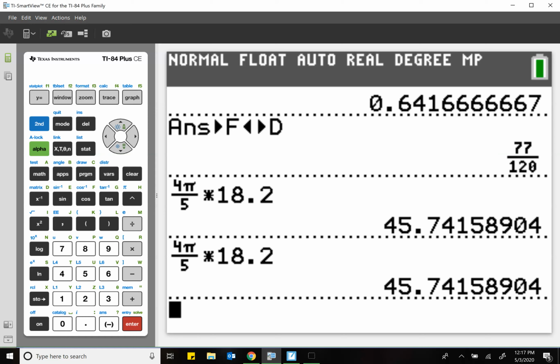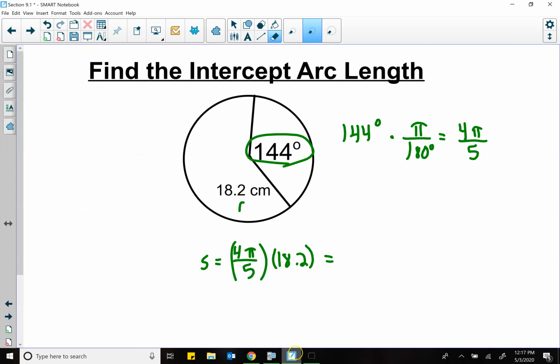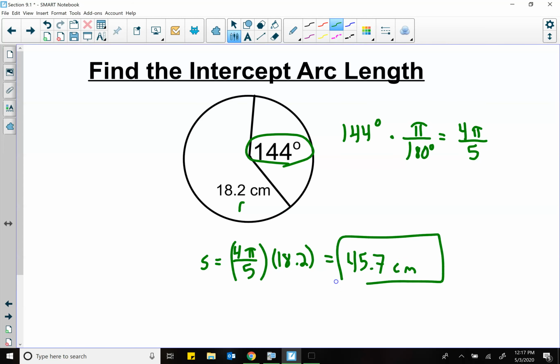Okay? So you read the fine print. Since this is 18.2, I think they're probably going to have you round to the tenth. So we would have 45.7 centimeters as the answer. And there's the arc length. Cool. Yeah, that's what your assignment's going to be like.